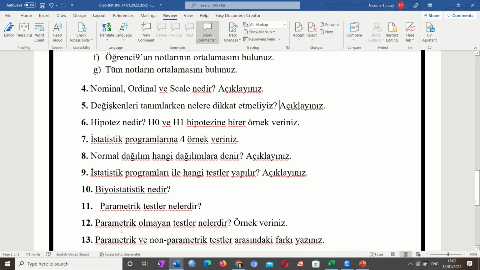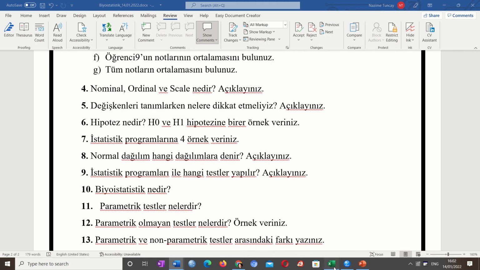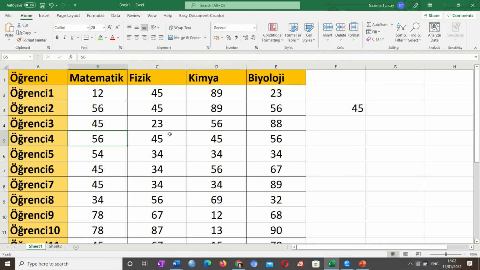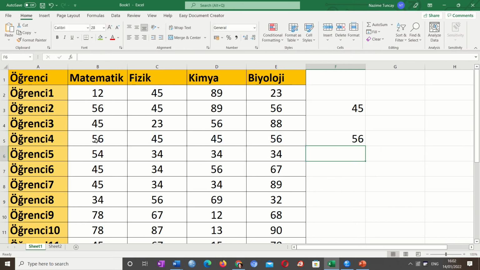Okay, so let's continue. So maximum mark of student 4. Where is student 4? Student 4 is here. I want to find the maximum mark, equal max. Okay, I open the brackets. So student 4 is from B5 until E5. Yes, that's good. Okay, this is for student 4.